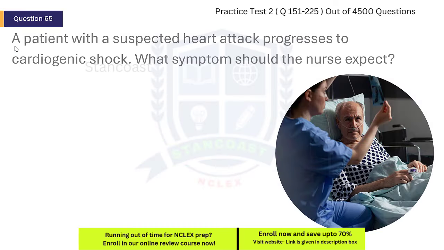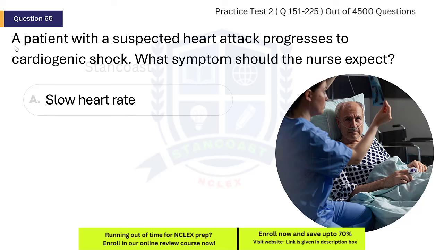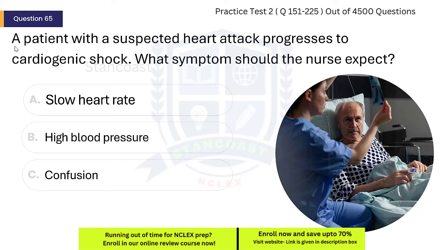All right, next one. A patient with a suspected heart attack progresses to cardiogenic shock. What symptoms should the nurse expect? A. Slow heart rate. B. High blood pressure. C. Confusion. D. Strong pulse. Think about the effects of reduced blood flow to the brain.